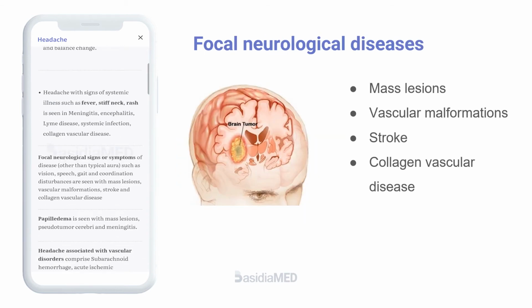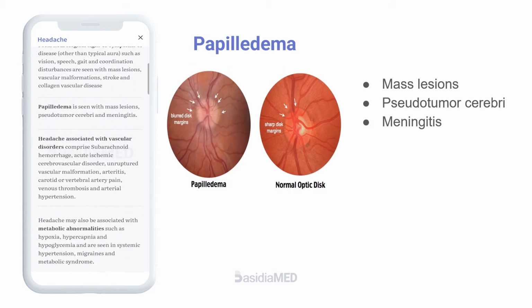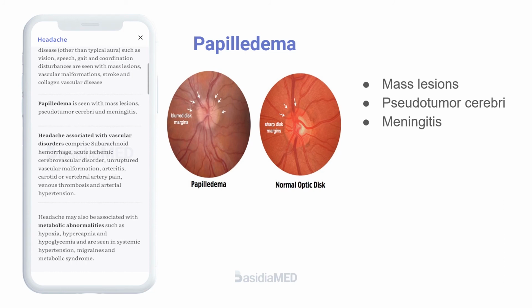Focal neurologic signs, or symptoms of disease, other than typical aura, such as vision, speech, gait, and coordination disturbances, are seen with mass lesions, vascular malformations, stroke, and collagen vascular disease. Papilledema is seen with mass lesions, pseudotumor cerebri, and meningitis.